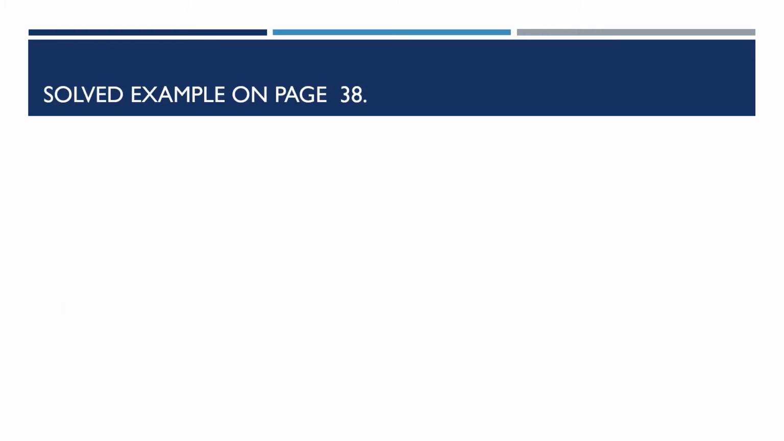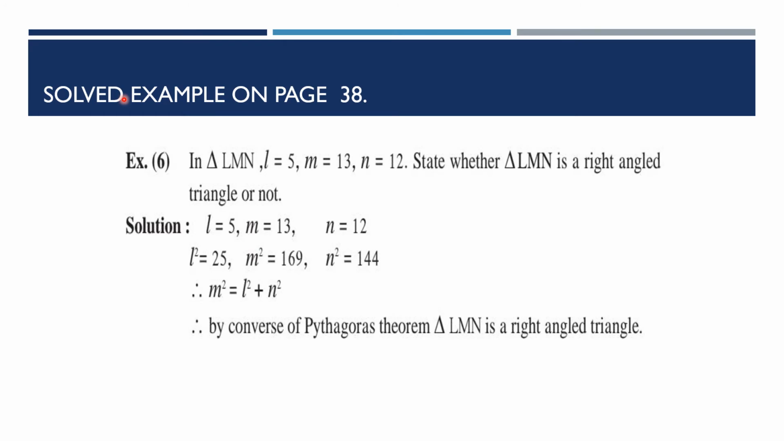Now I have taken one solved example here. The solved example on page 38. That example is in triangle LMN, L is equal to 5, M is equal to 13, N is equal to 12. State whether triangle LMN is a right angle triangle or not. Now there is no need to draw a figure of triangle LMN here. Only by taking the values of L, M and N we can prove whether that triangle is right angle triangle or not. For that we have to use the property of Pythagorean triplet.